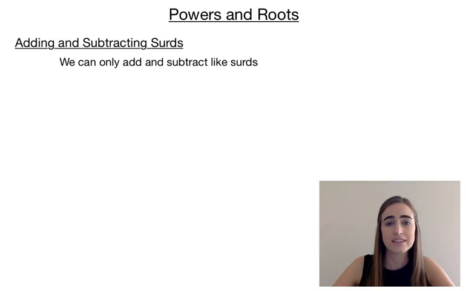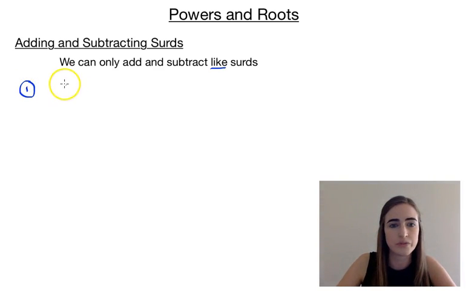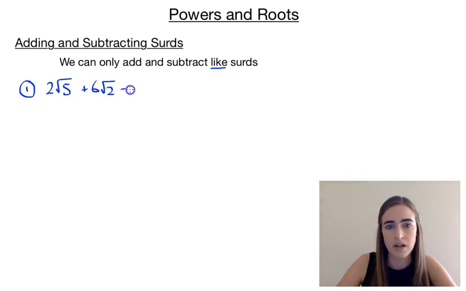Let's have a look at adding and subtracting surds. The rule here is similar to algebra, that we can only add and subtract like surds, so they're terms with the same surd section. If we have a look at our first example, we've got 2 root 5 plus 6 root 2 minus root 5 plus 10 root 2.